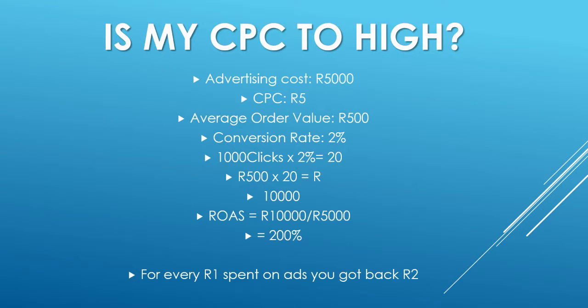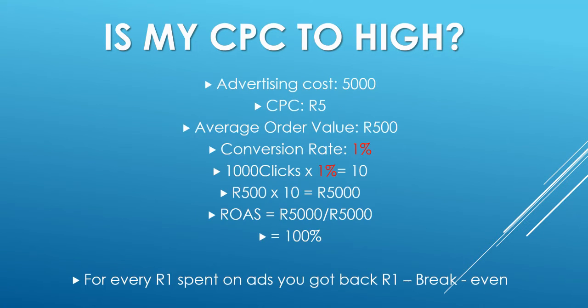So to determine, is my cost per click at a good price? Am I paying a good sum for my clicks? You're going to want to determine your return on ad spend, or your ROAS. So you take your 10,000 Rand revenue divided by your advertising cost, and that's going to give you a 200% return on ad spend. This means that for every 1 Rand you spent on ads, you got 2 Rand back, which is good. So in this case, your cost per click is not too high.